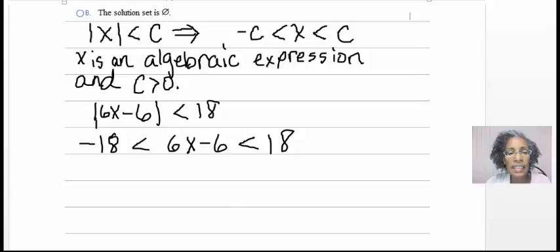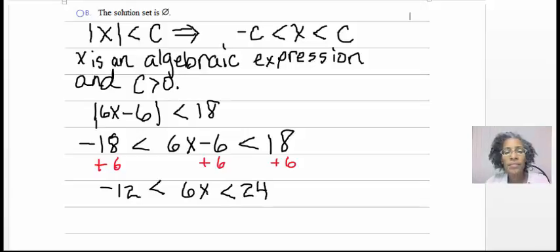We want to isolate x in the middle. So this is actually a compound inequality. And notice that in order for 6x minus 6 to be less than 18 units from 0, that actually means that 6x minus 6 has to lie between negative 18 and 18.